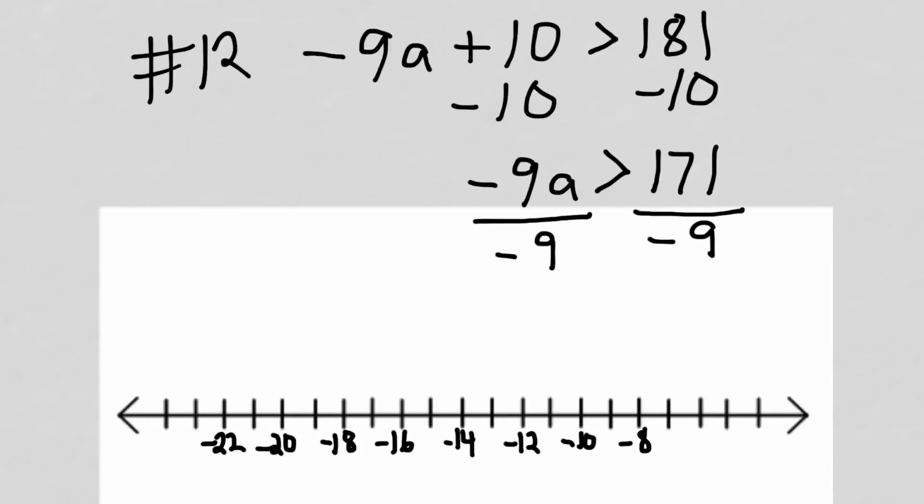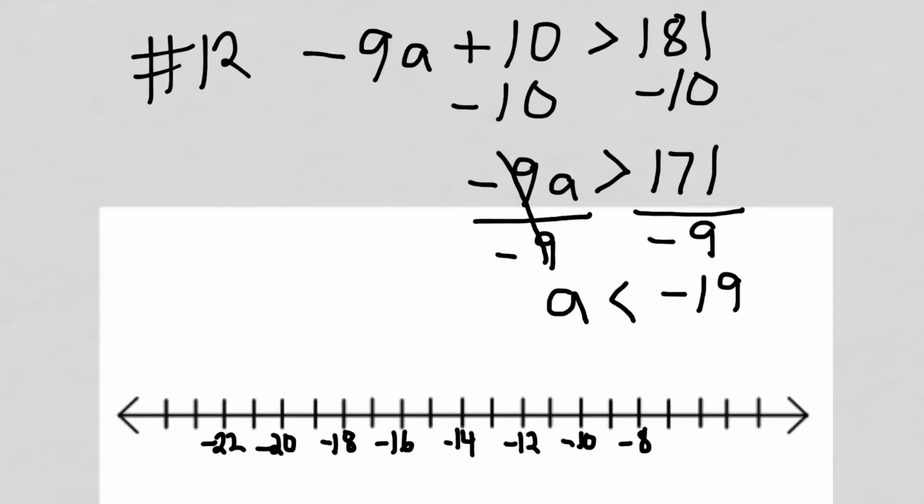Okay, 3 steps here. First, the negative 9s cancel out. You're left with just bringing your a down. We divided by a negative number, so the sign changes direction. Every time you multiply or divide by a negative number. Final thing is we want to divide 171 divided by negative 9. Put that in your calculator. You should come up with negative 19.